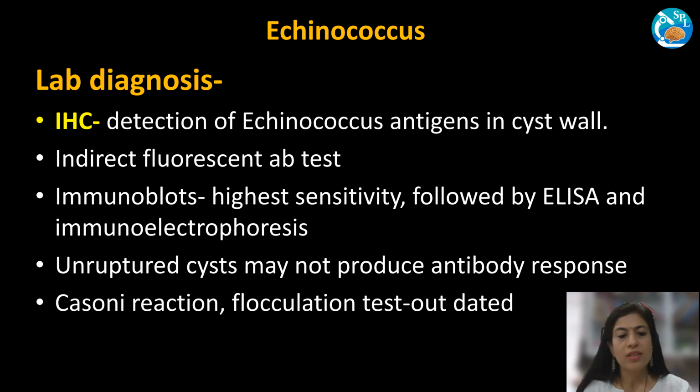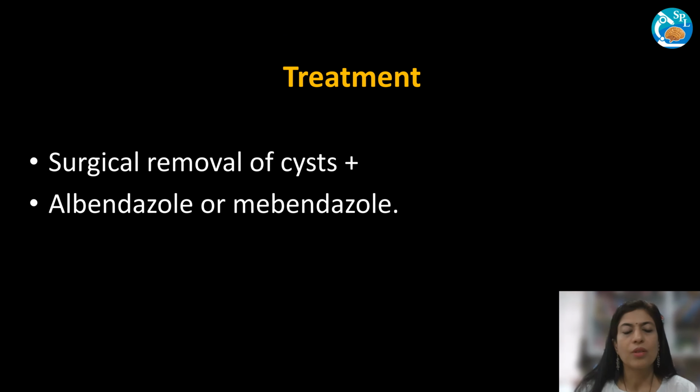Lab diagnosis: detection of Echinococcus antigen can be done in the cyst wall. Indirect fluorescent antibody tests and immunoblots have the highest sensitivity, followed by ELISA and immunoelectrophoresis. An unruptured cyst may not produce any antibody response. And there are other outdated tests such as Casoni's reaction or flocculation tests. So the treatment is surgical removal of the cyst, and treatment with albendazole and or mebendazole pre and post surgery is done for curing the disease.